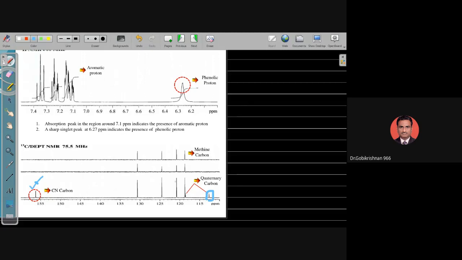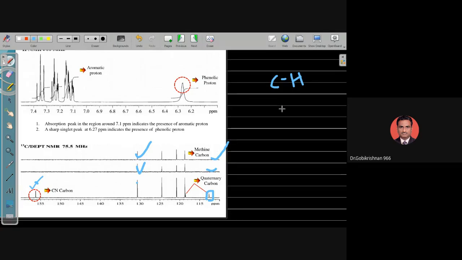Next, apart from this, four other carbons are there. If a peak is present in the topmost lines, that indicates a methine carbon. Methine carbon means carbon with one hydrogen. Therefore, if there is a peak corresponding in both of the topmost lines, that indicates a methine carbon. Therefore, I can understand that four methine carbons are there.